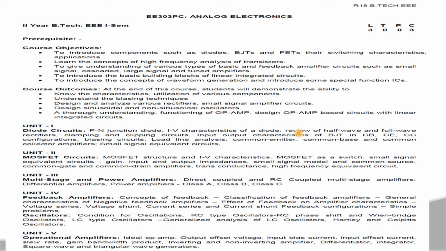And we can also learn about the small signal equivalent circuit and do some derivation regarding gain calculation, input and output impedances, and high frequency equivalent analysis. All these things we will be discussing for the MOSFET.